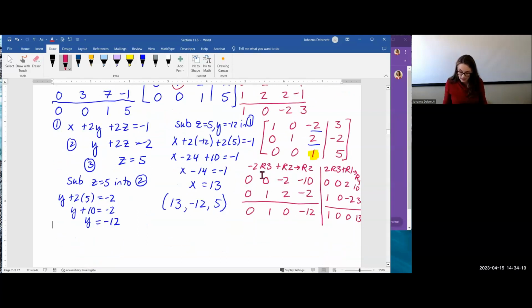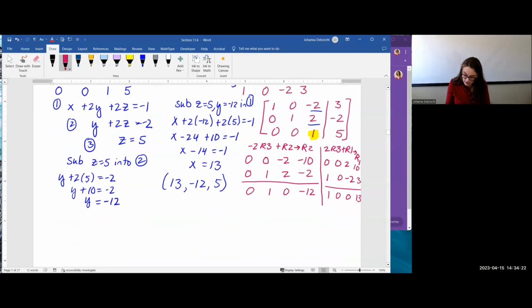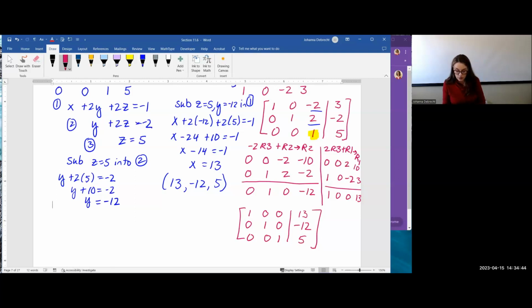So when I put it back into a single matrix, my new row 1 is 1, 0, 0, 13. My new row 2 is 0, 1, 0, -12, and my row 3 did not change. This is reduced row echelon form because I have a leading 1 in each row, and both above and below it, I have zeros. And this just reads x equals 13, y equals -12, and z equals 5. So whichever method you find easier to do or makes more sense to you, use that method.